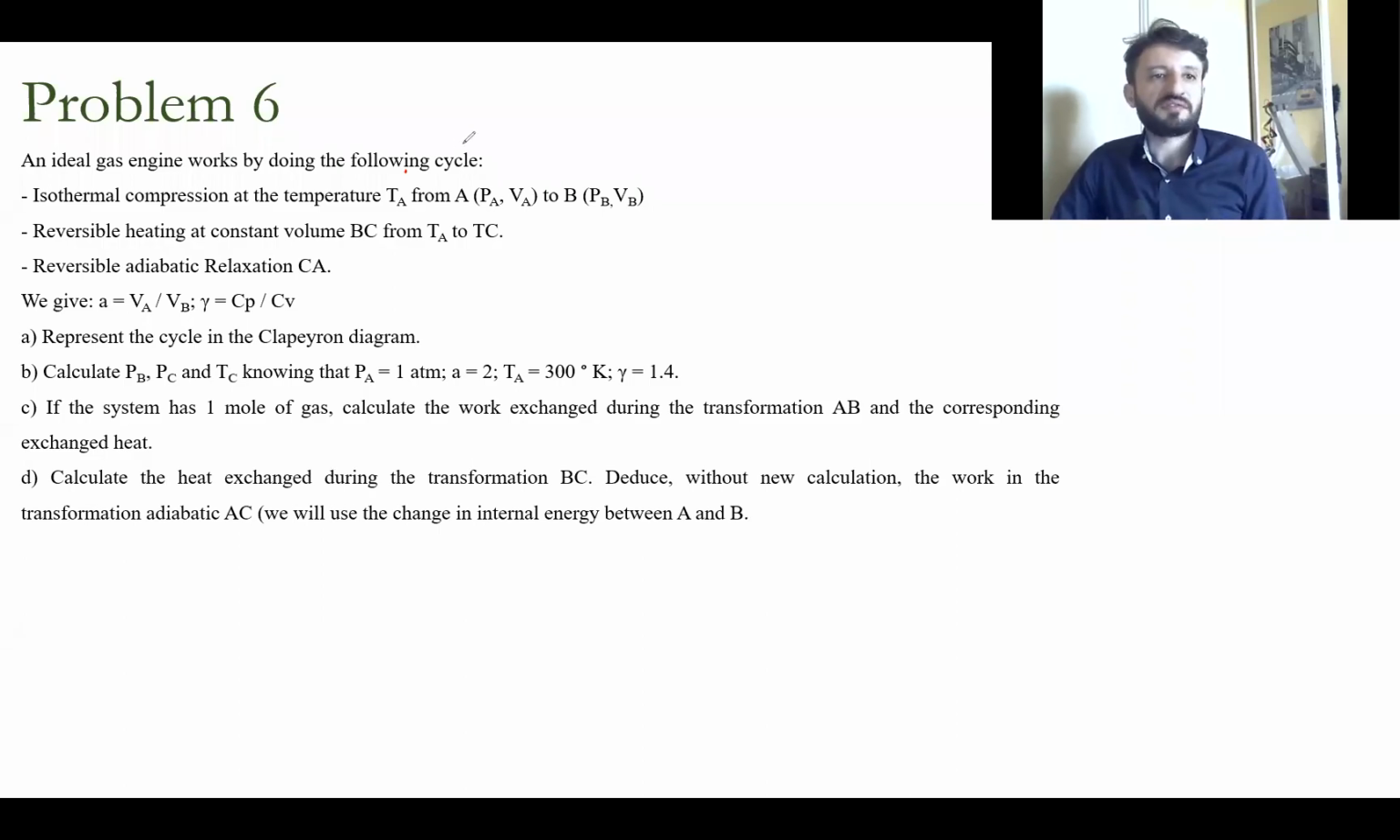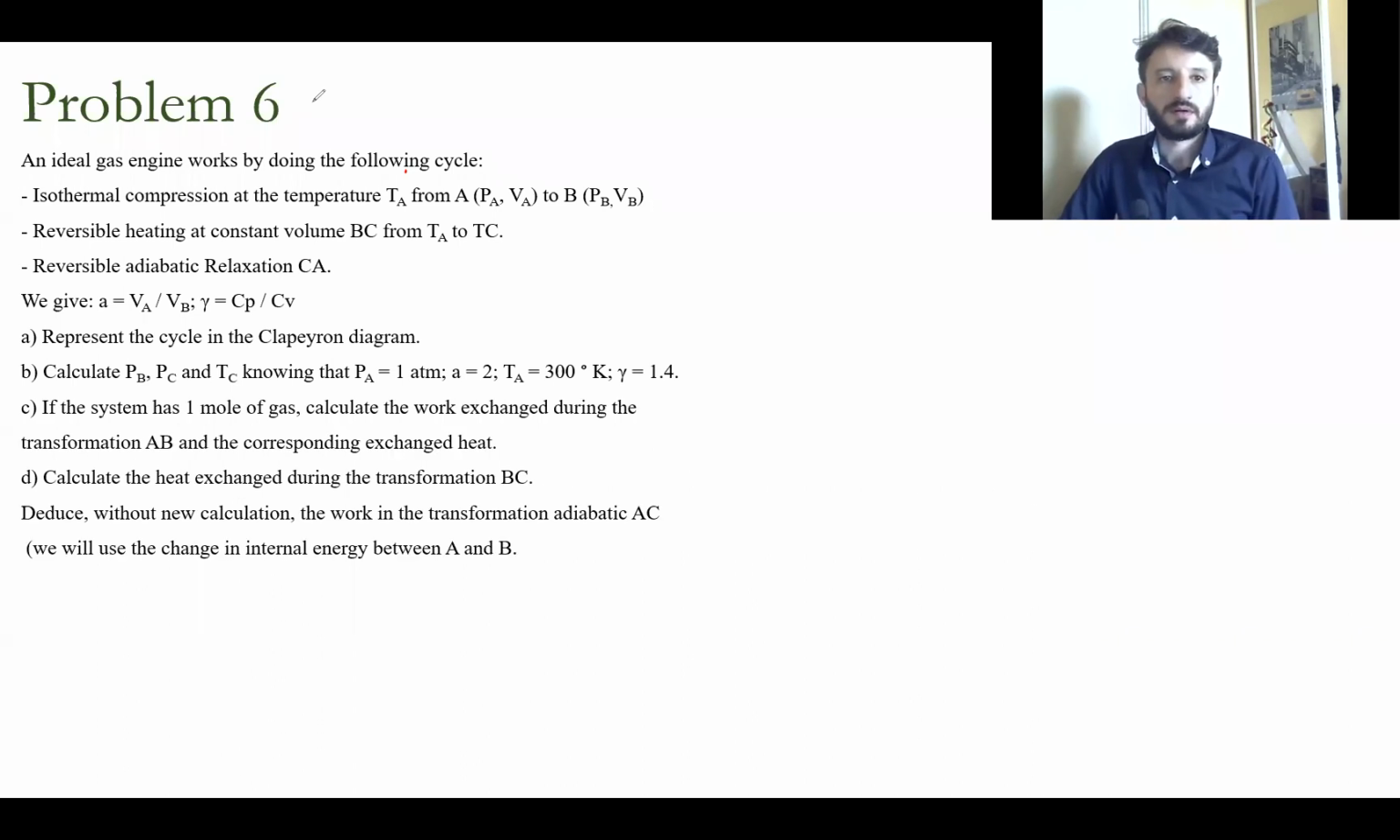Problem 6, we have an ideal gas and we have a cycle. It means we start at the point A, the state A, we go to the state B, B, C, C, A. First of all, we can say here, initially we have state A.